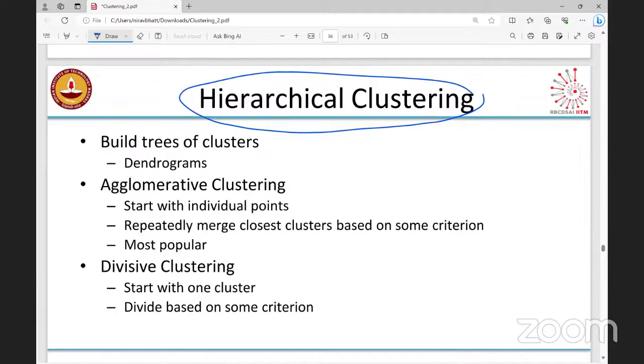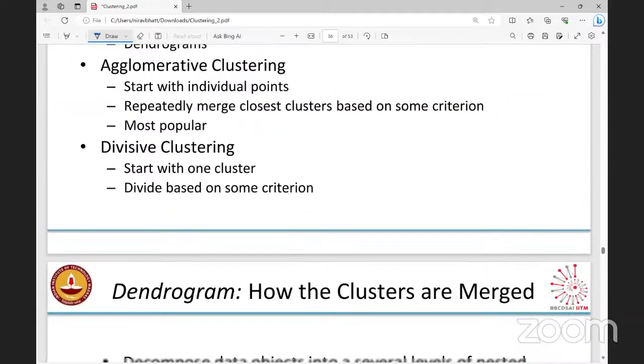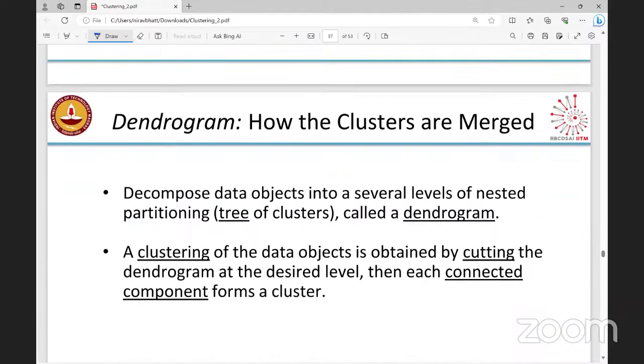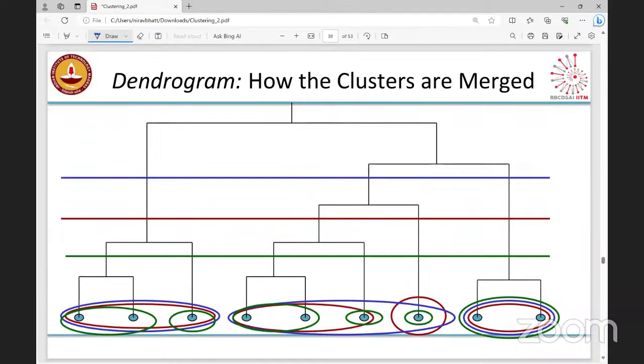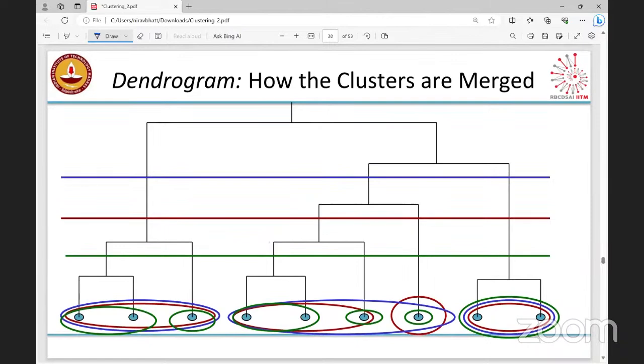So hierarchical clustering is a very straightforward clustering technique. What it does is the following. Let me show you this particular point. We have, let's say, 9 points. And what we are going to do is compute the distance between them using some distance matrix. And every point we are going to connect.